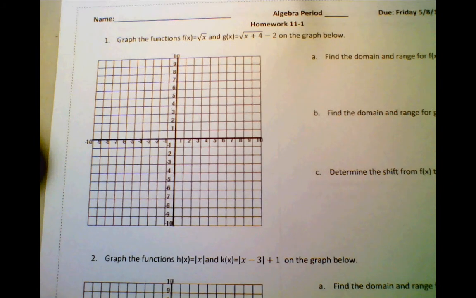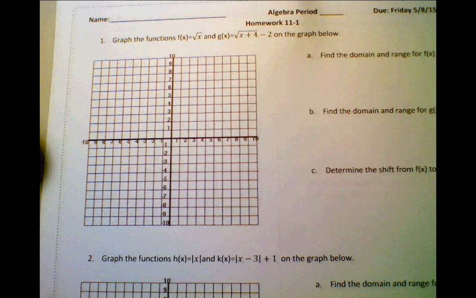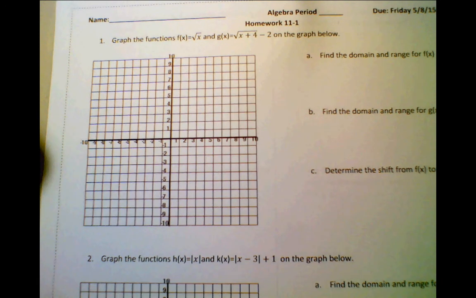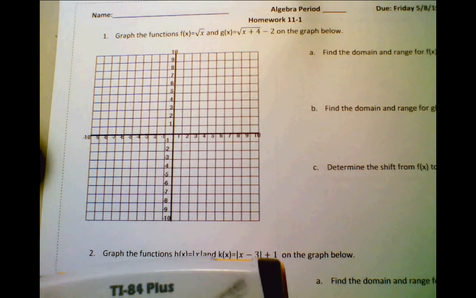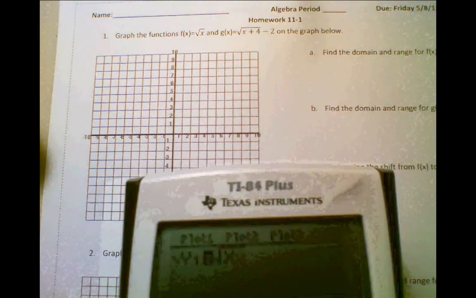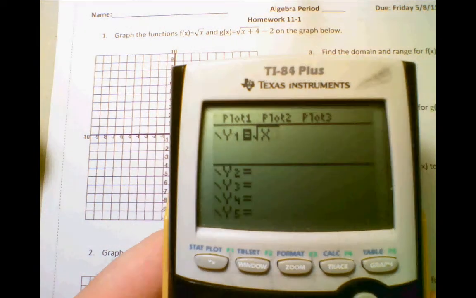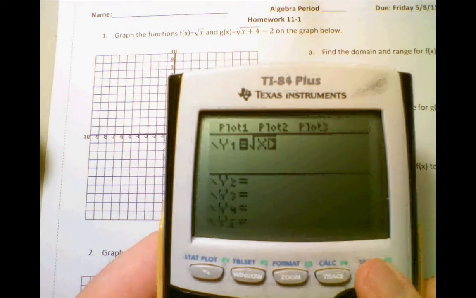Anyway, so the graphing of the function f of x is square root of x, and g of x is square root of x plus 4 minus 2 on the graph below. Find the domain, so let's graph those first. And go to y equals the square root of x, like so. And then go to the table.